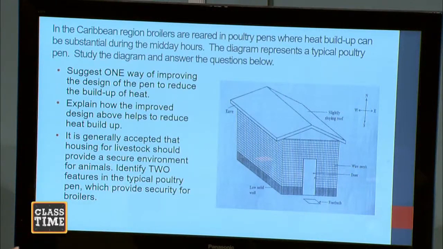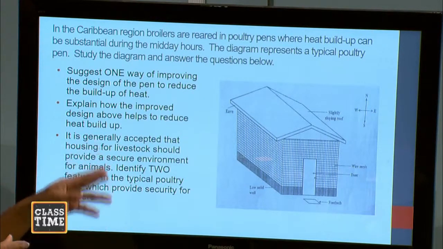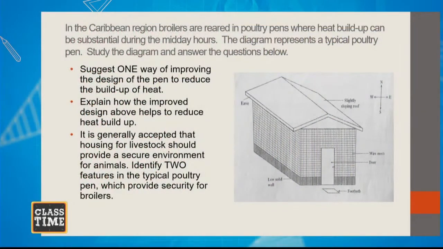Good? Now, it says suggest one way of improving the design of the pen to reduce the buildup of heat. And what we are going to do is make sure that the house will be oriented in an east to west direction. And you want to now explain how this design, in terms of orientation, east to west, will improve the design of your house. Now, students, that is it for today's lesson.